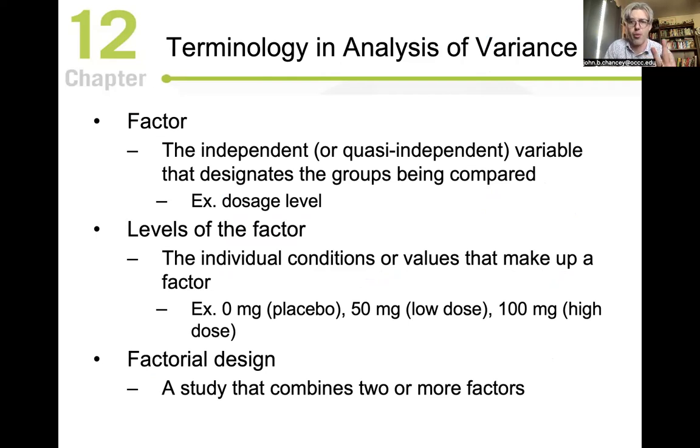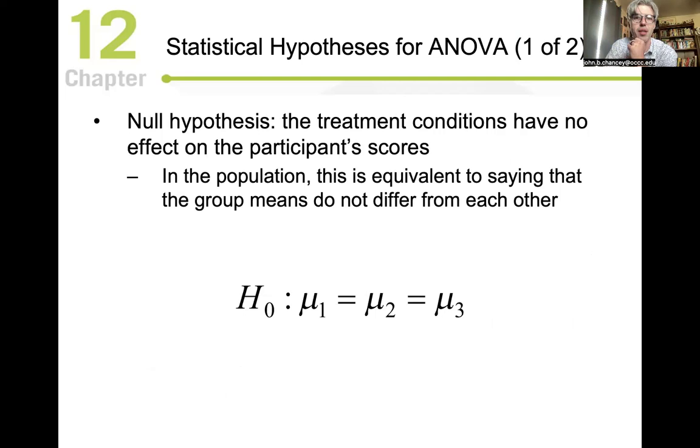So in this case, we had three levels to our single factor. We had the placebo group, the low dose group, and the high dose group. And then our factorial design is a study that combines two or more factors. And that's when you start getting into multivariate statistics. But we're not going to dive into that for this course. But just know that's kind of what's happening there.